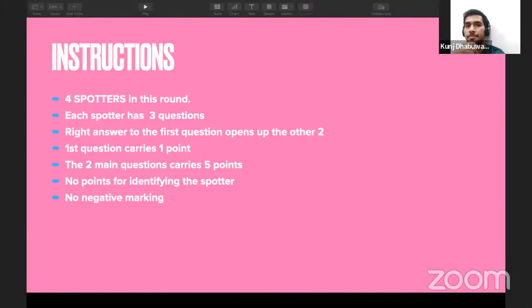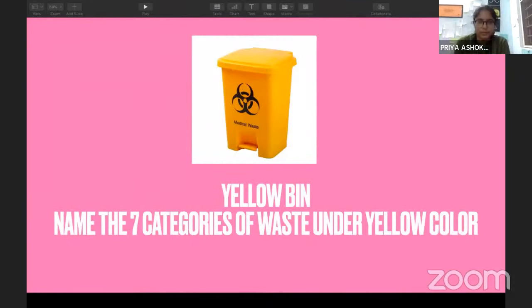Kunj? Yes. Okay. Fine. So the spotter here is a yellow bin. Name the seven categories of waste under the yellow category. The anatomical waste, then biochemical waste, the discarded, used or expired medicine, okay. Microbiological waste, blood stained cotton or any dressing material. Soil, okay. Some more? Used plastic, the slabs and the casts are used. Are you sure? Plastic you mentioned, are you sure?